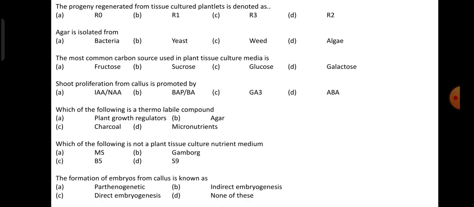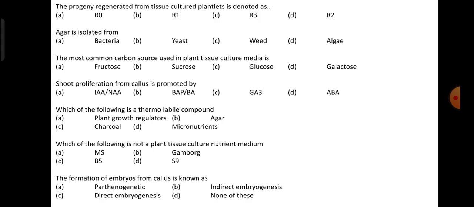Next question, which of the following is the thermolabile compound? Thermolabile means the compound which is labile, or it may melt or volatilize due to thermal treatment or high temperature. Options given here are plant growth regulators, agar, charcoal, and micronutrients. The answer is A, plant growth regulators. This is the reason why plant growth regulators are not kept in the autoclave for autoclaving.